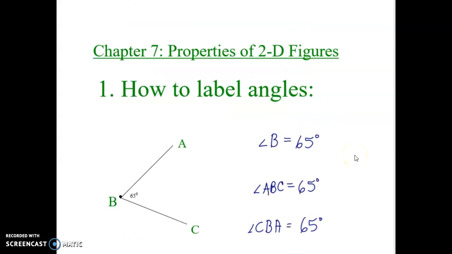Hello, grade 9. So we're starting chapter 7 today. We are looking at properties of 2D figures. So we're going to start off by reviewing some basics that you should have covered in elementary school, but I will review with you again today.